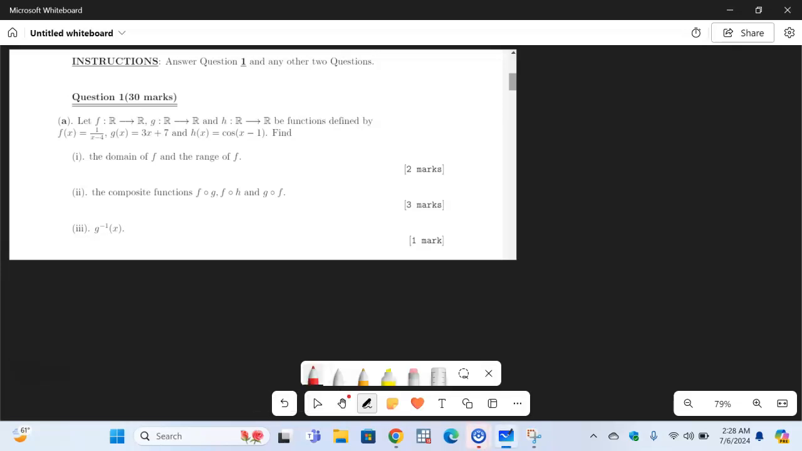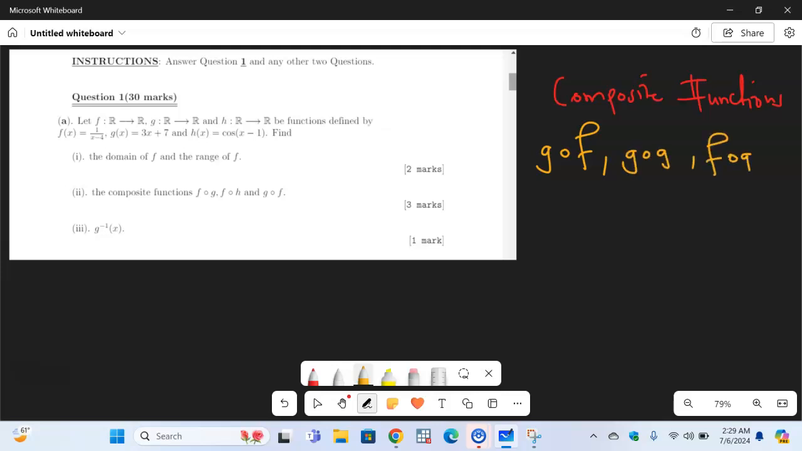So in this video, we're going to learn about composite functions. Composite functions. And these include g of f, g of g, f of g, and f of f.